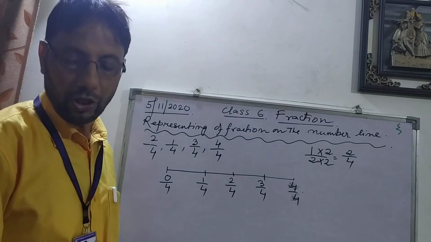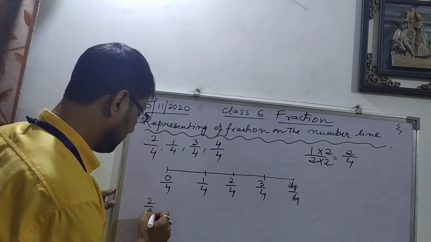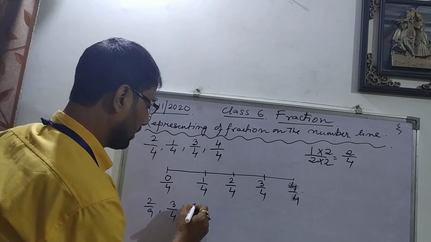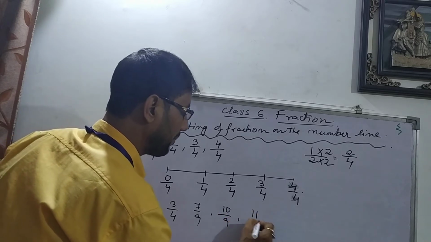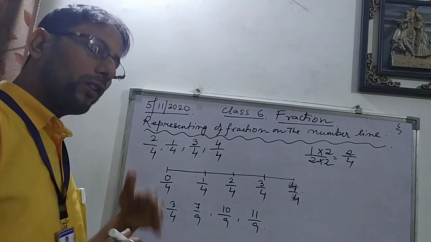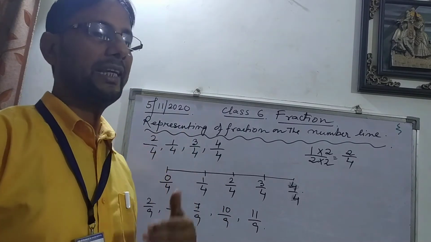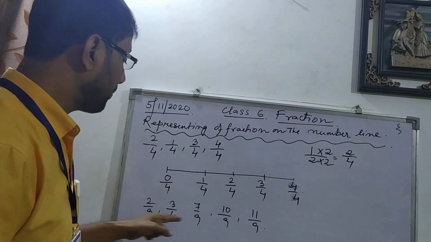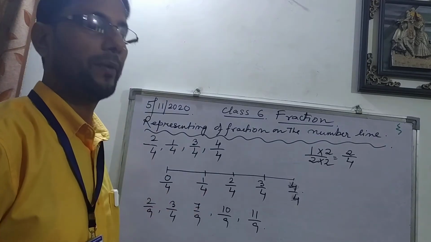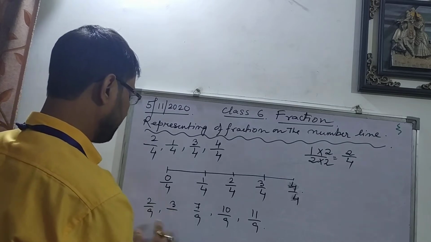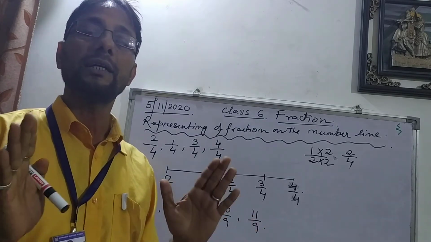Now let me take one example, not from the textbook. Let me take some other example. Suppose 2 by 9, 3 by 9, 7 by 9, 10 by 9 and 11 by 9. In the book also you can see, in all the cases we used to represent proper fractions, but here some improper fractions are also there, where the numerator is greater than the denominator. Now how will I represent them? So now how will I represent all these on the number line?